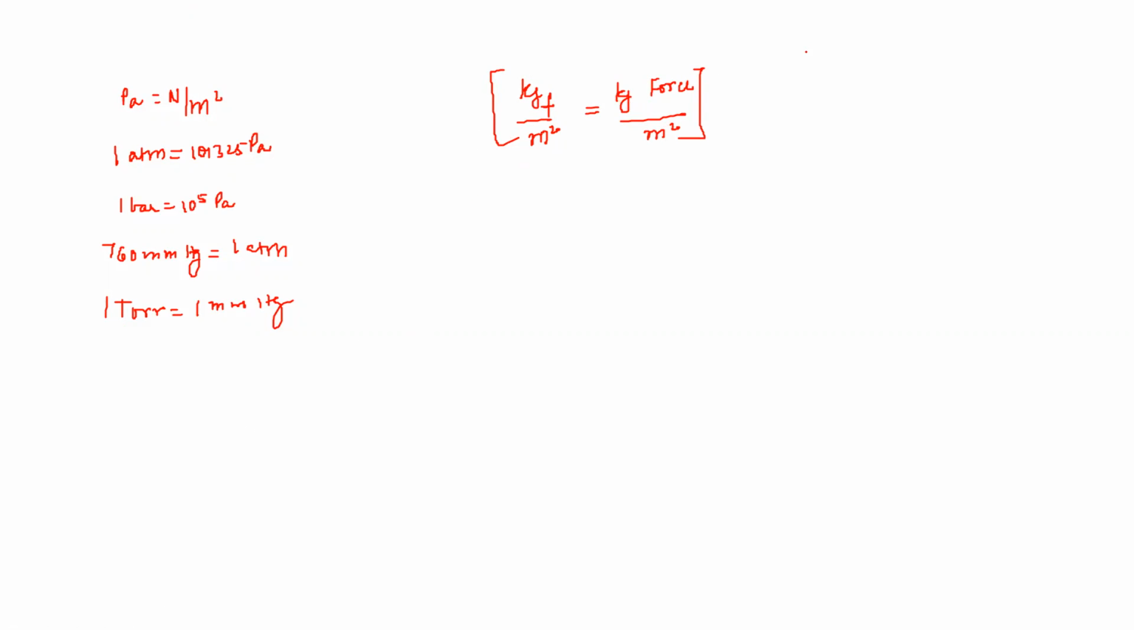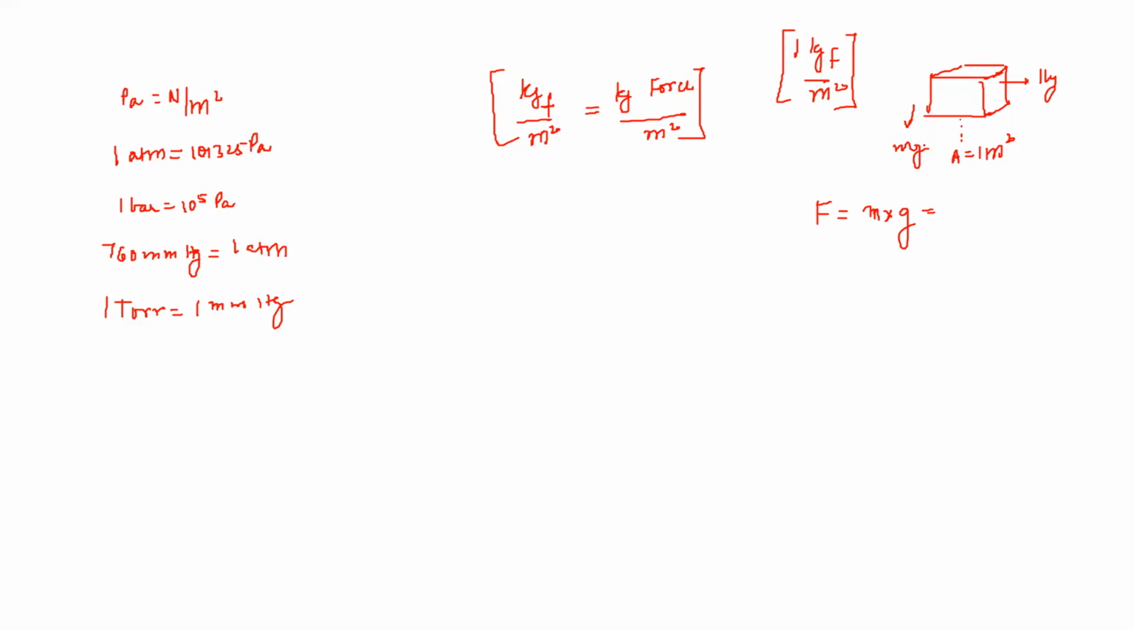So see, 1 kgf per meter square is basically the force exerted by 1 kg of a block over an area of 1 meter square. Again, 1 kg force per meter square is the force exerted by 1 kg of mass over 1 meter square of area. So what is the force exerted by 1 kg of a block? Mass into acceleration due to gravity, mg.